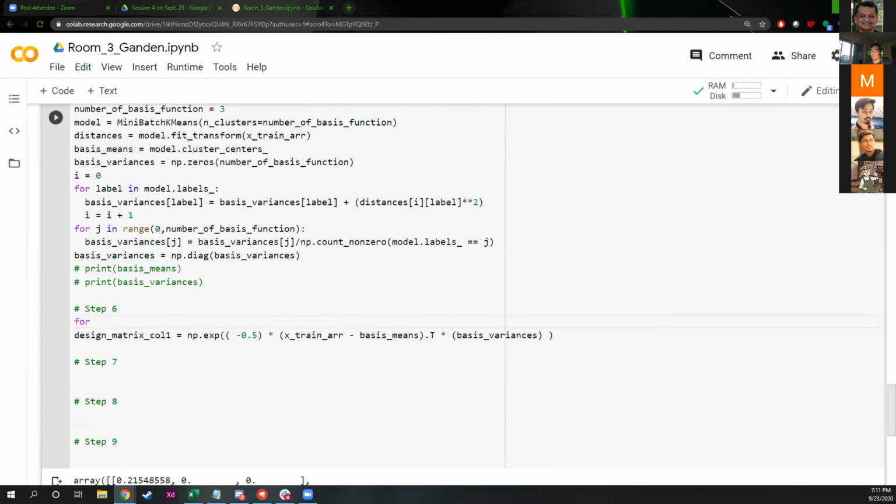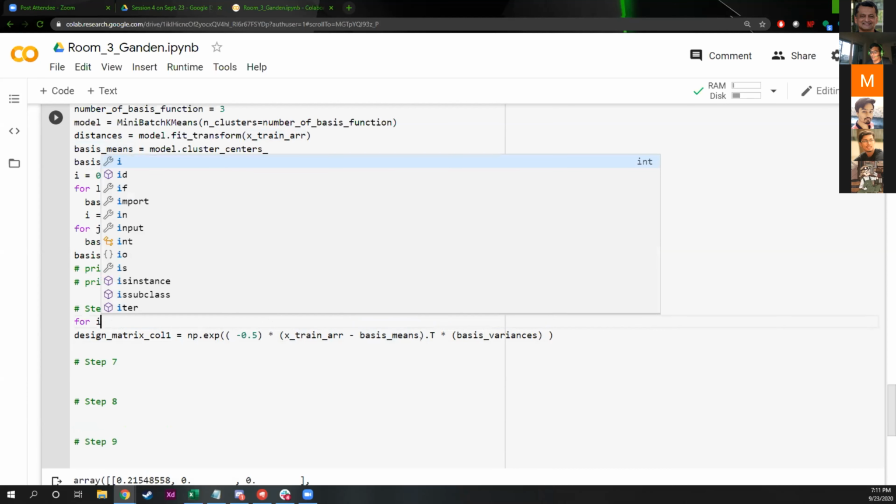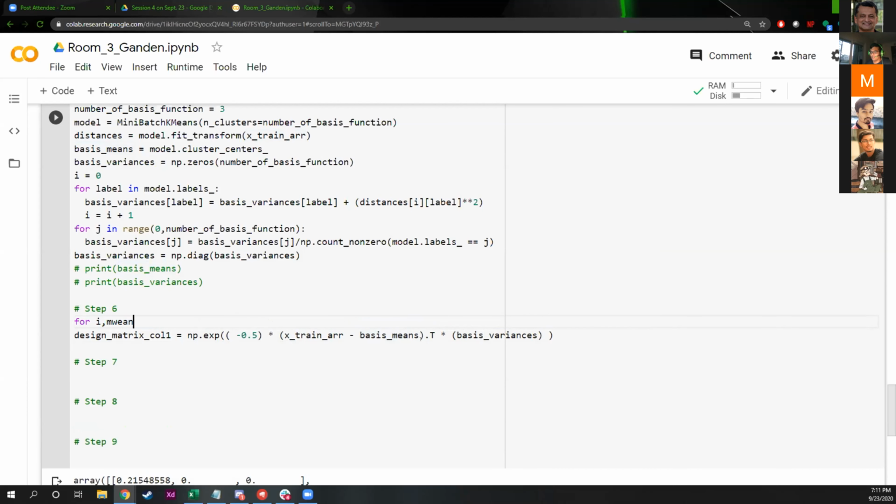What should the range be? For i, mean in enumerate. Could you repeat that? Enumerate. Oh, enumerate. Okay.